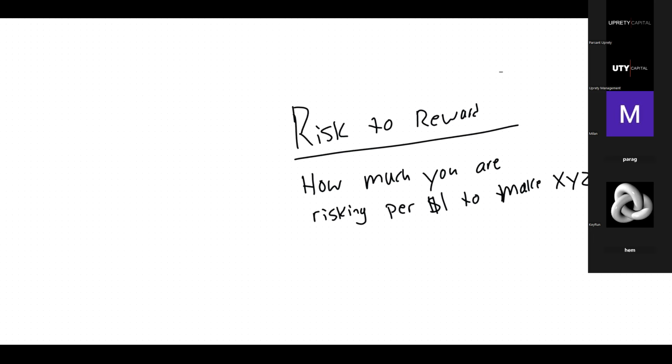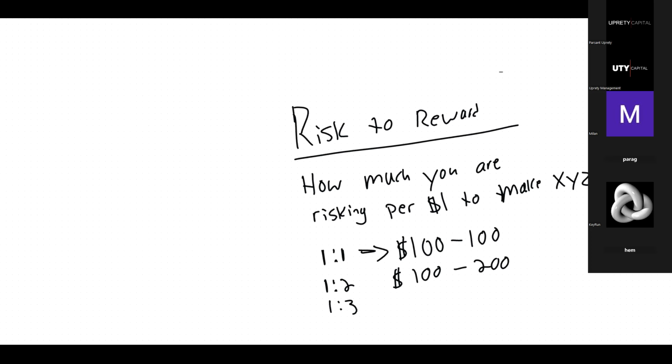What this pretty much means is, you guys have seen we have a 1-to-1 risk reward, we have a 1-to-2, we have a 1-to-3, and it just goes on and on. What does a 1-to-1 risk reward mean? This means that if I'm risking $100, I'm looking to make $100. A 1-to-2 risk reward means that I'm risking $100 to make $200. A 1-to-3 just means I'm risking $100 to make $300. Any questions so far on this?